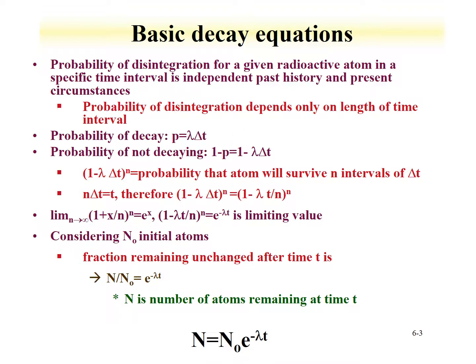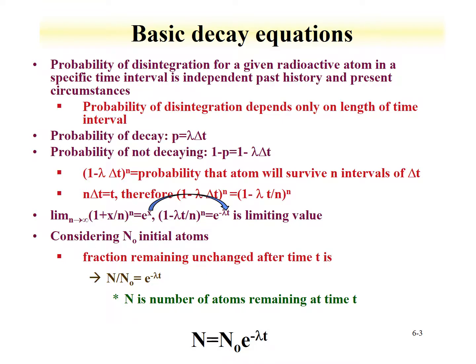Now if I extend this to the probability that an atom will survive n intervals of this time, I get the equation that's listed here. Now if I take the limit of this equation, where n goes to infinity, I have a generalized equation. Let me apply that to our decay constant equation. Now my equation of e to the x becomes e to the minus lambda t.